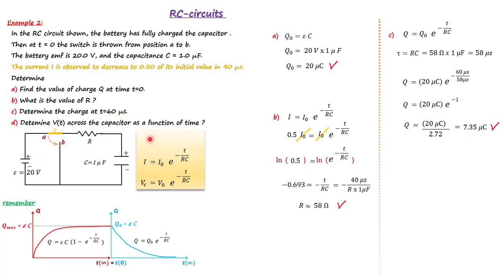Now in the last part, we're going to find the voltage across the capacitor as a function of time. This one is also easy, because VC is V0 e to the minus t over RC, or Q over C if you like. We discussed all these in the previous part. e to the minus t over RC. So remember, our V0 at time t equal to 0 is the voltage of the battery, which is 20 volt. Then I have e to the minus t over RC. RC is 58 times 10 to the minus 6. So this is the voltage across the capacitor as a function of time.